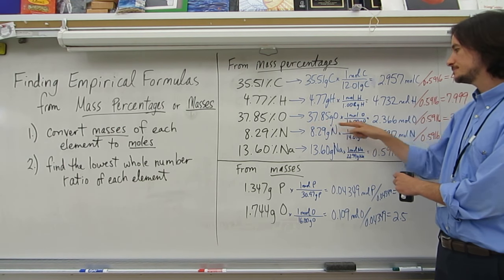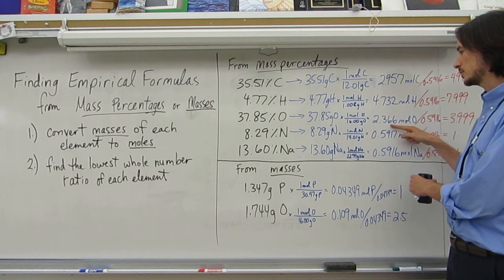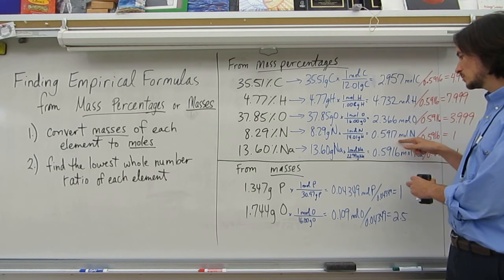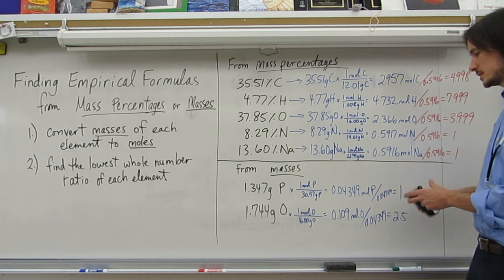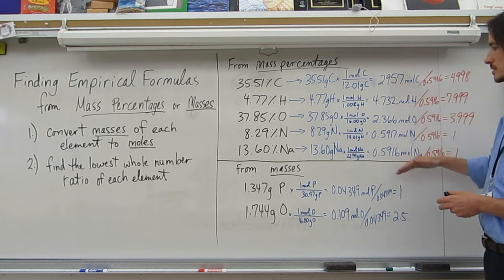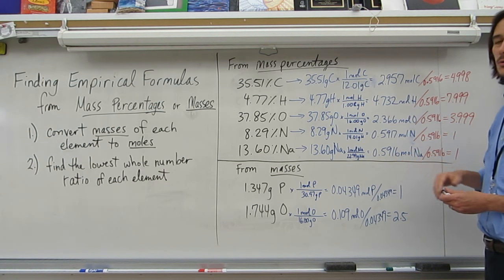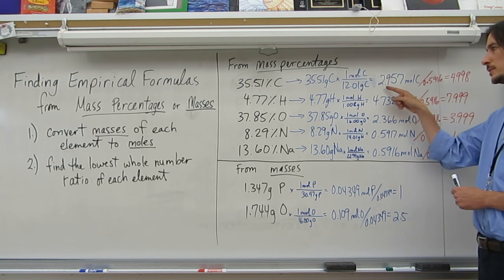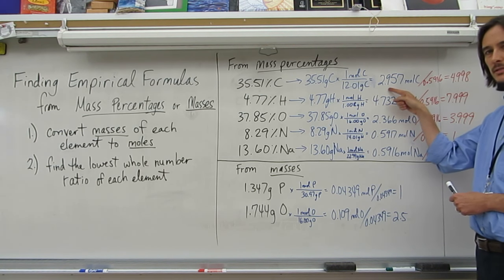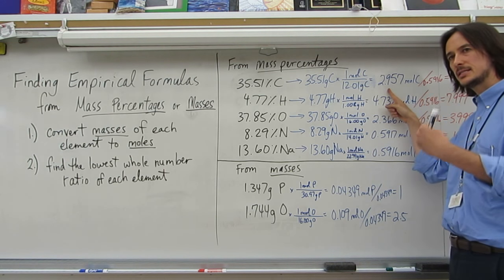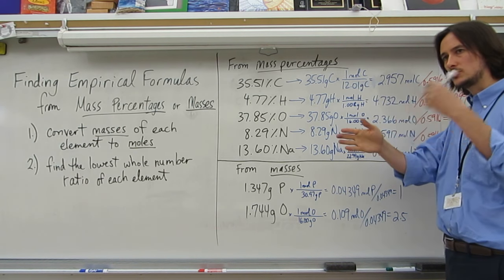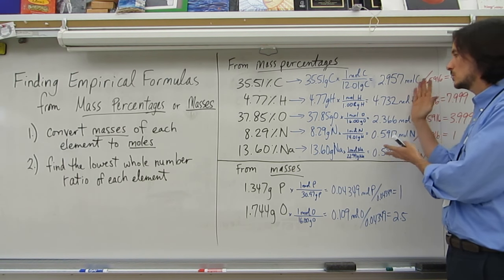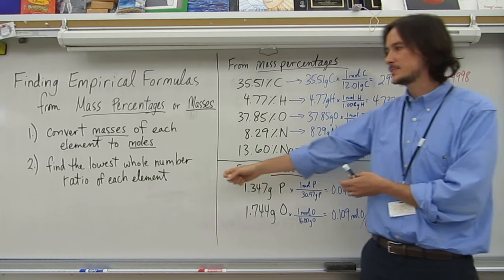For oxygen, we divide by 16 and get 2.366. Nitrogen, we get 0.5917 moles. And sodium is 0.5916. So we have all these numbers of moles, a mole ratio for carbon, hydrogen, oxygen, nitrogen, and sodium. But when we write a formula, we never write a decimal like this. When we say carbon dioxide, we say CO2. It's 2 to 1. So we want whole numbers. We don't want 0.59 or something like that. So once we have moles, we do step 2.